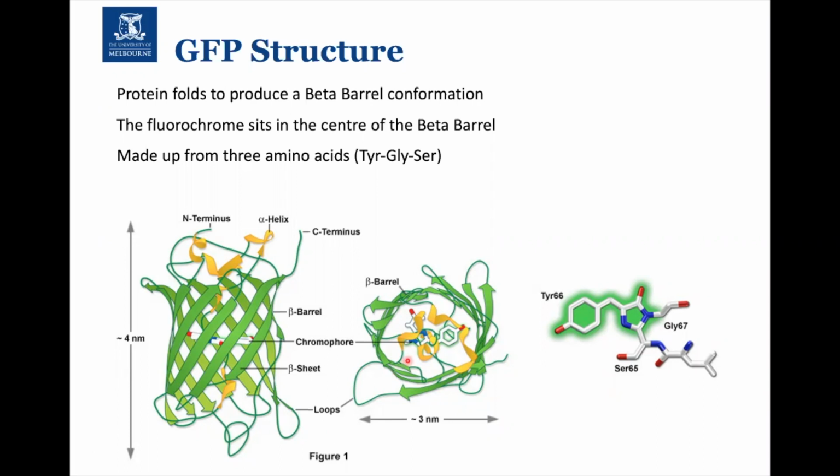So it has these beta sheets, which form the barrel around the outside. And in the middle, the fluorophore is generated from 3 amino acids. So this is tyrosine 66, serine 65, and glycine 67. And this highlighted in green here is the fluorophore section of that molecule.